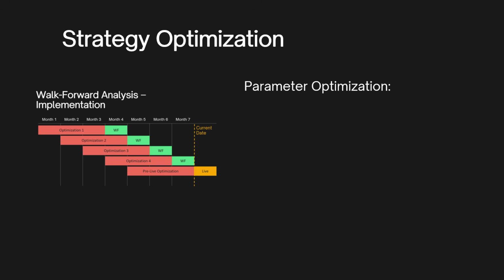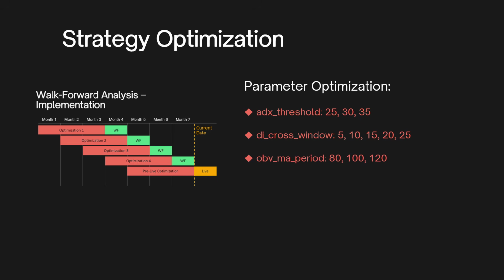We'll focus on optimizing the following important parameters: ADX threshold, to filter out weak trends; DI cross window, determines how long the crossover signal stays valid; OBV MA period, smooths the OBV signal for clearer trend confirmation; ATR multiplier and risk ratio. These are used to set effective stop-loss and take-profit levels. We'll use Freqtrade's HyperOpt tool to find the best combination of these settings, aiming to maximize profit while minimizing drawdown. Once optimized, we'll run a backtest to see how the strategy performs with real market data.